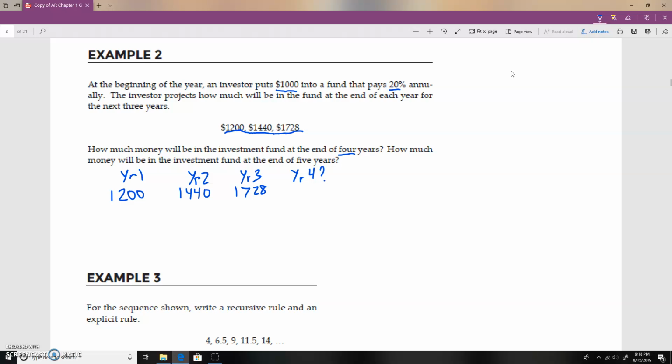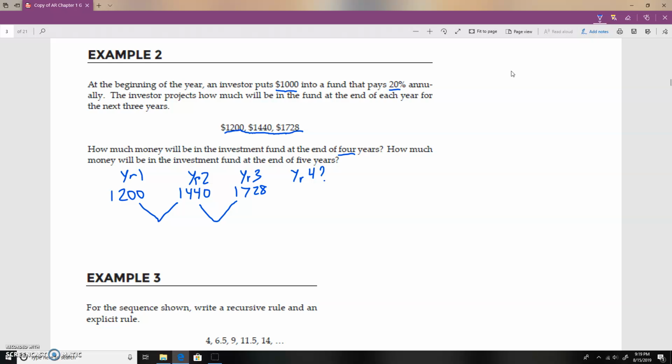Now, we could try adding like we did in example 1, but being that this is something that's paying 20%, it's not going to be an adding situation in this case. In fact, if we look at the difference between these two numbers, which is 240, and then the difference between year 2 and 3, we'll find that it's not 240 again. So, we have some other kind of math going on here. Let's look at what that is.